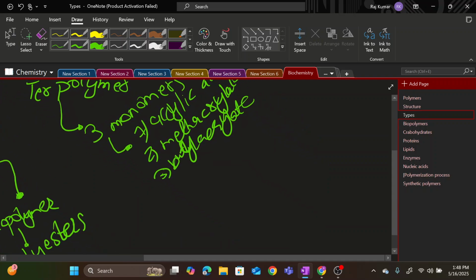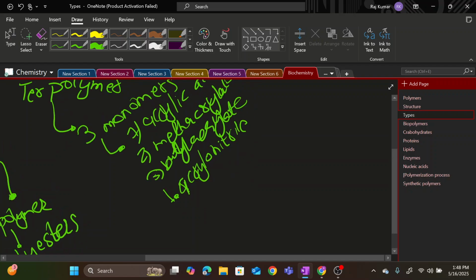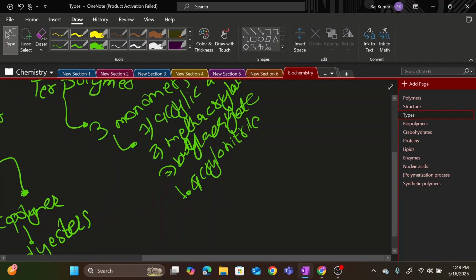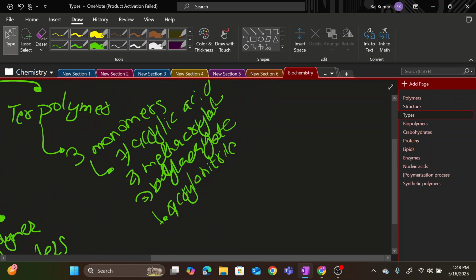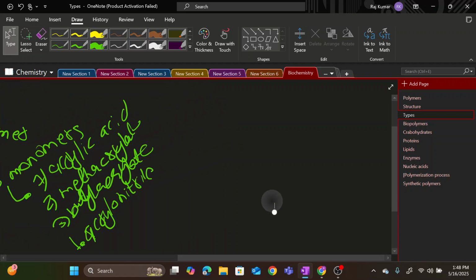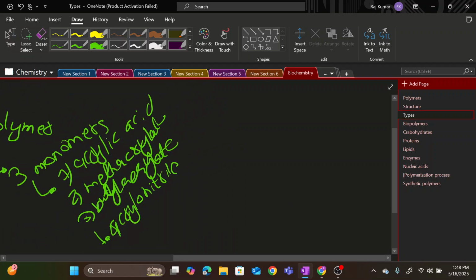And there's one more thing, that it is closely associated with acrylonitrile, and that basically forms acrylic resin. Now, if you see this, this is a terpolymer because it includes three different monomers.